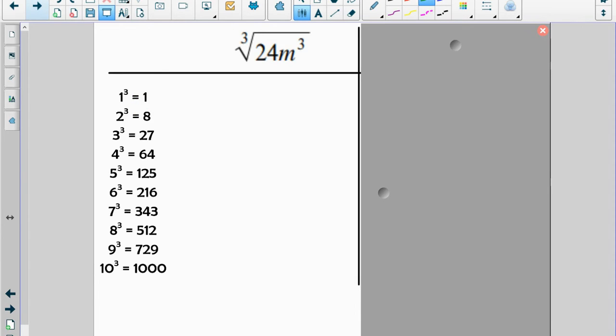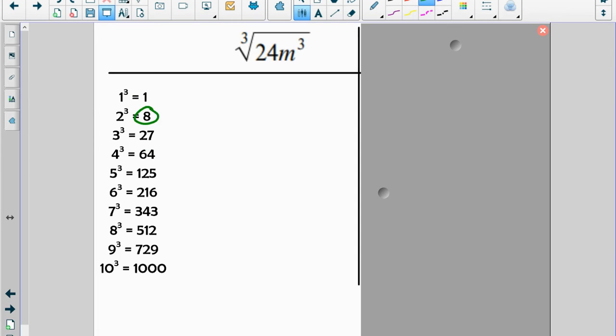Okay, here we have one that involves variables as well. So we have the cube root of 24m to the 3rd power. And it's going to be helpful to think of this as the cube root of 24 and then also the cube root of m to the 3rd power. So kind of keep these separate. Now 24 is not a perfect cube. It's not over here in my list. 27 is as close as I can get, but that's not the same. So it's not a perfect cube.